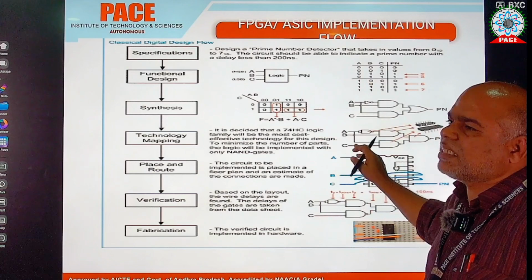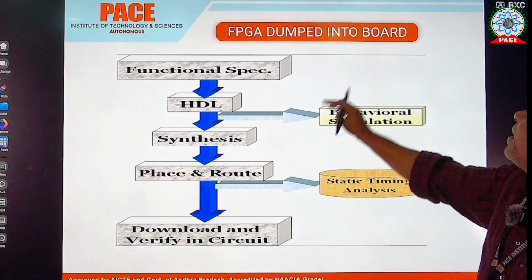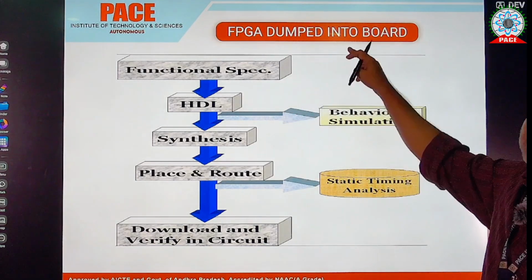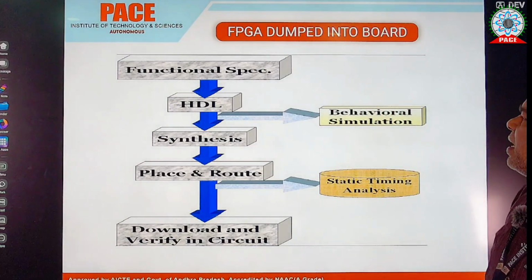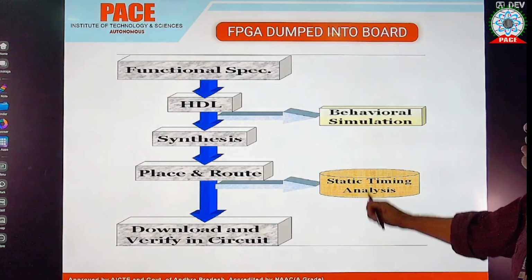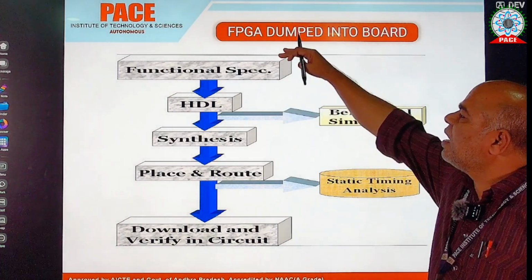Here we are writing the code. The functional specification is already written. You can take any example, such as a comparator, full adder or half adder. You can write the program using the SDL language, Verilog language.